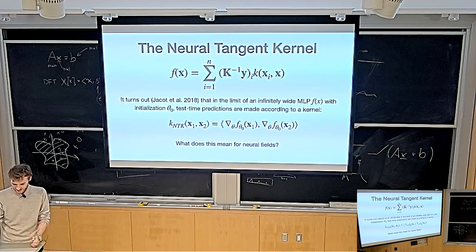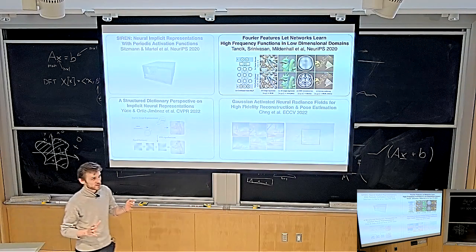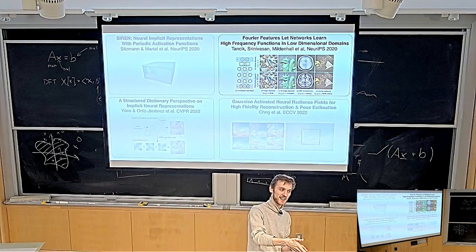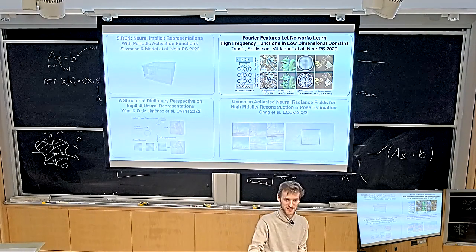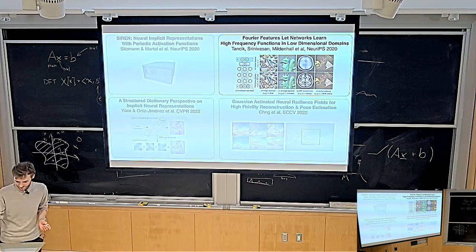Okay, what does this mean for neural fields? It basically means there's nothing fancy going on. But it also gives you another angle, which basically tells you that you can actually study what this kernel might look like, and you can design that kernel. That was the flip side of it. So we understood that this is true. Now we can design neural networks that have particular kernels that are particularly good for certain signals. And this is actually what this paper did: Fourier features let networks learn high-frequency functions in low-dimensional domains.